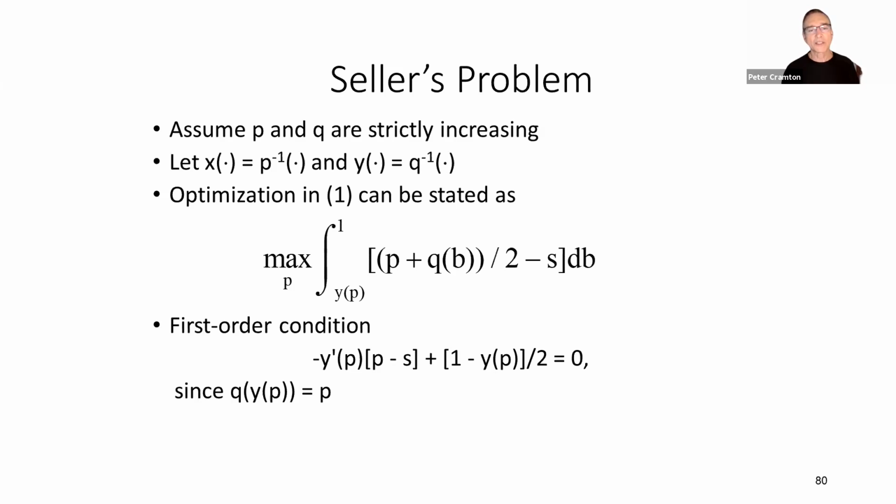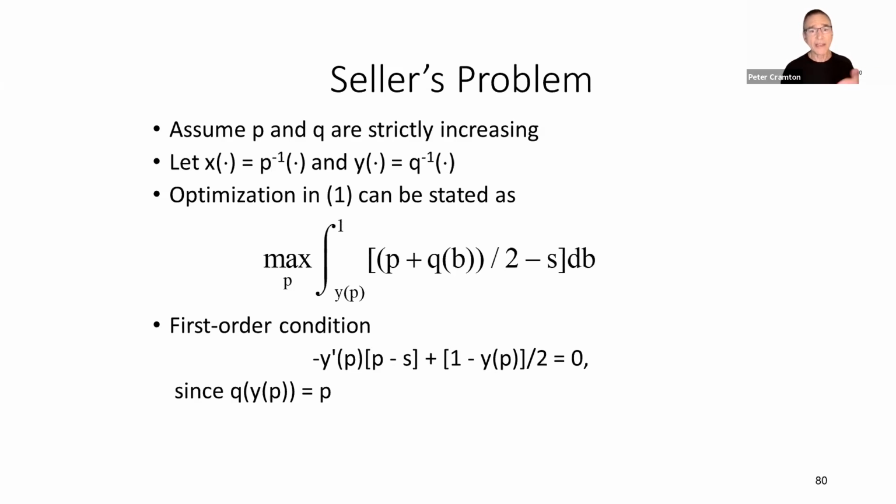And what price do we trade at? We split the difference. We trade at P plus Q over 2. And then of course I have to subtract out my value S. So I'm integrating over all these types. The distribution is uniform. So rather than dF of B, I've got dB because the density is 1 for all values between 0 and 1. So that's why the distribution vanished, because I'm dealing with a uniform distribution.